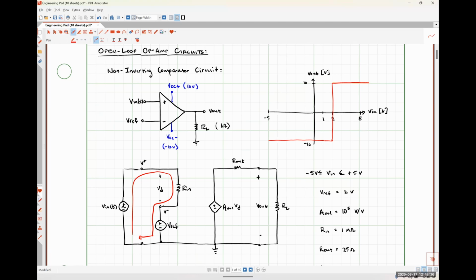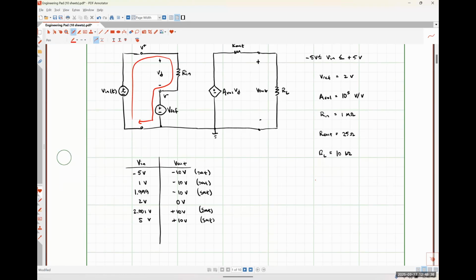So in general, we can say that for a non-inverting comparator like this, our output voltage Vout will be VCC plus whenever our input voltage is greater than our reference voltage, and it will be VCC minus whenever our input voltage is less than our reference voltage.